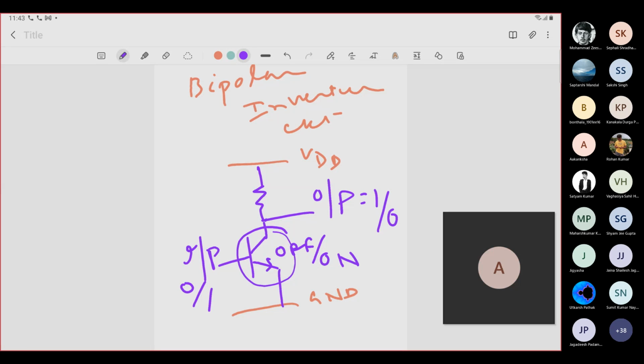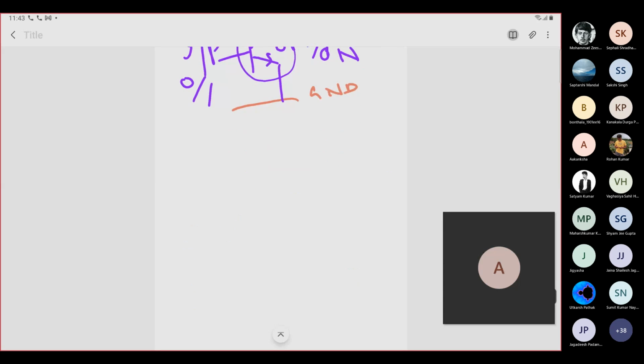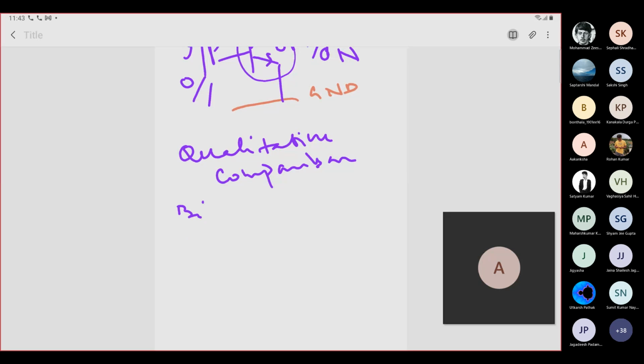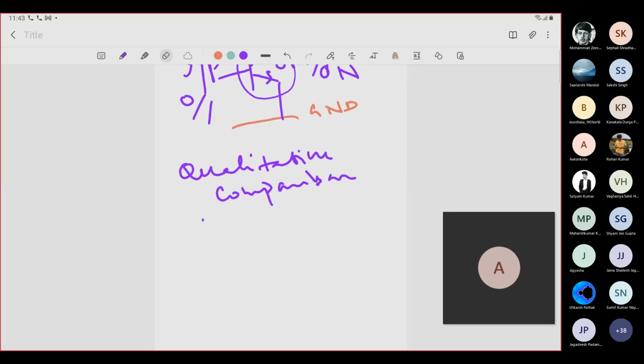Now, if you go to either the bipolar or the MOSFET, which one will you choose? So let's do a qualitative comparison between bipolar and MOSFET.